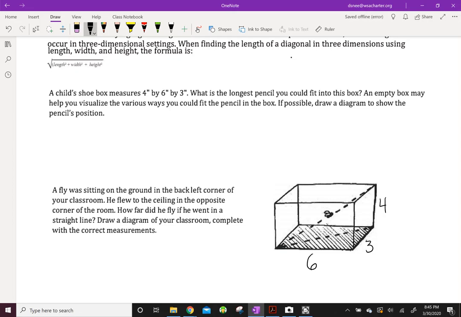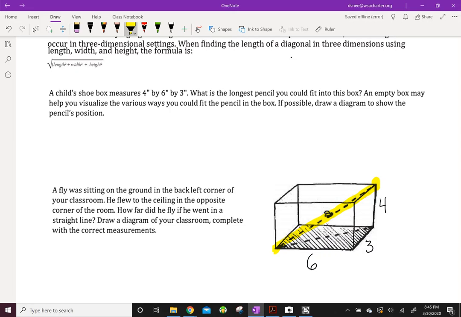Well, if it helps, take out a box and put a pencil in there and see which way it can hold the longest object. And it's from corner to corner, right? It's from this front corner to this back corner, bottom to top, right there. That's the longest thing you're going to fit inside that box.